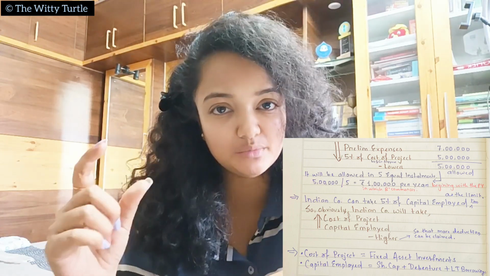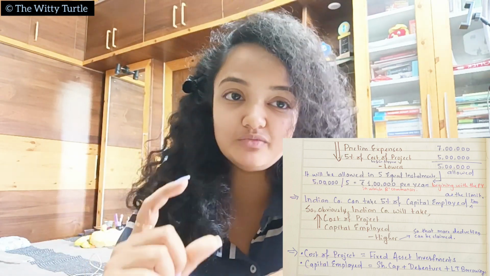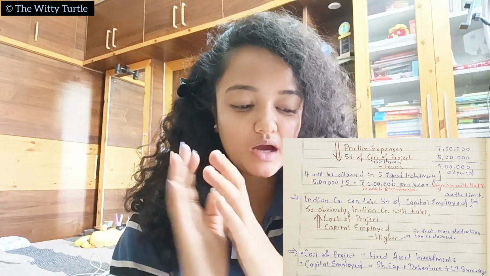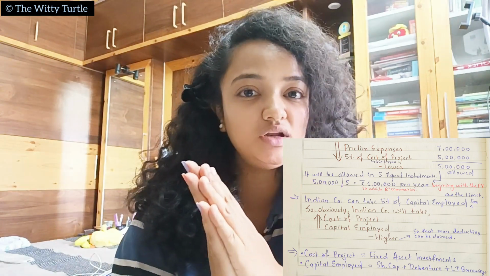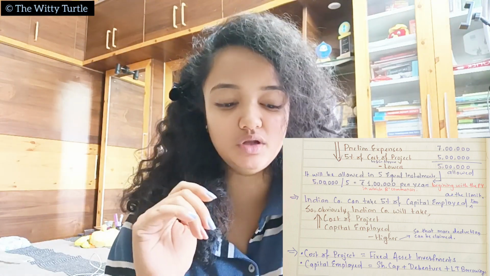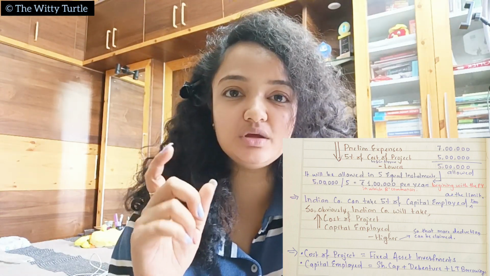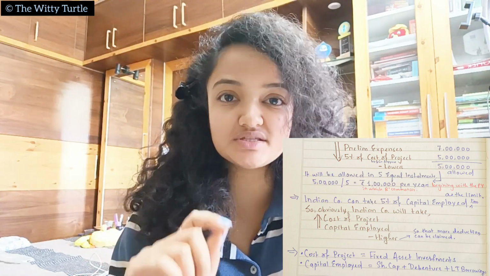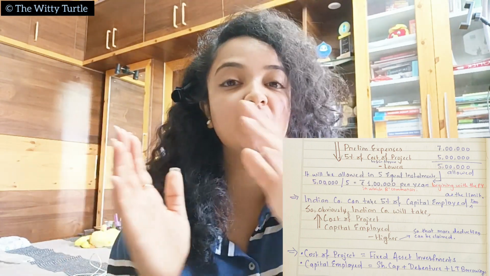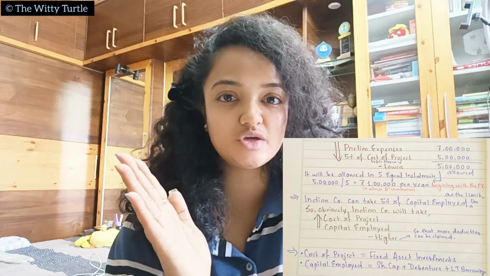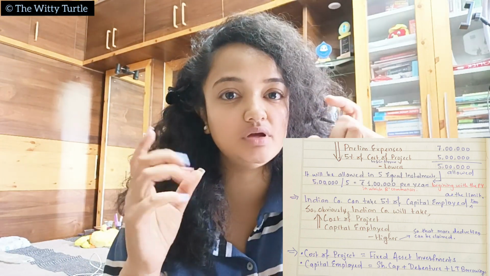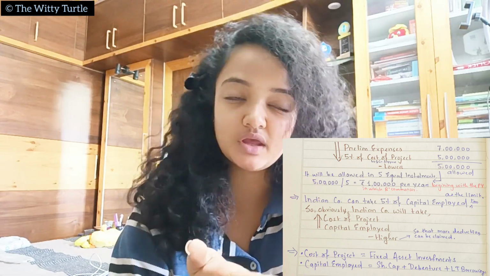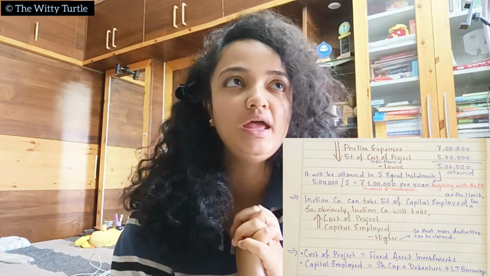That means preliminary expenses or 5% of your cost of project, whichever is lower, that amount will be allowed in 5 equal installments. In 5 equal installments, beginning with the previous year in which the business has commenced. Beginning with the previous year in which the business has commenced, it will go for 5 subsequent years, and it will be allowed in 5 equal installments in those subsequent 5 years. Understood? Now, here is another thing.